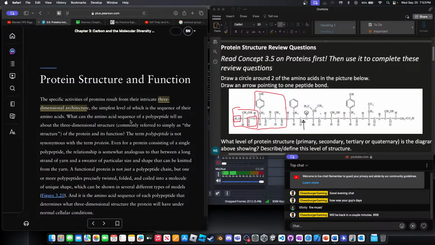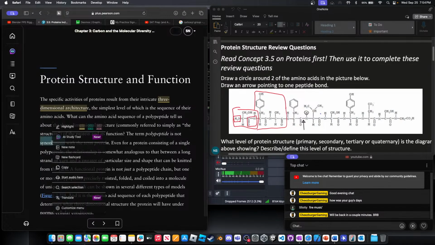Okay, so the simplest level, which is the sequence of their amino acids. What can the amino acid sequence of a polypeptide tell us about the three-dimensional structure, commonly referred to simply as the structure of the protein, and its function? The term polypeptide is not synonymous with the term protein. Even for a protein consisting of a single polypeptide, the relationship is somewhat analogous to that between a long strand of yarn and a sweater of particular size and shape that can be knitted.